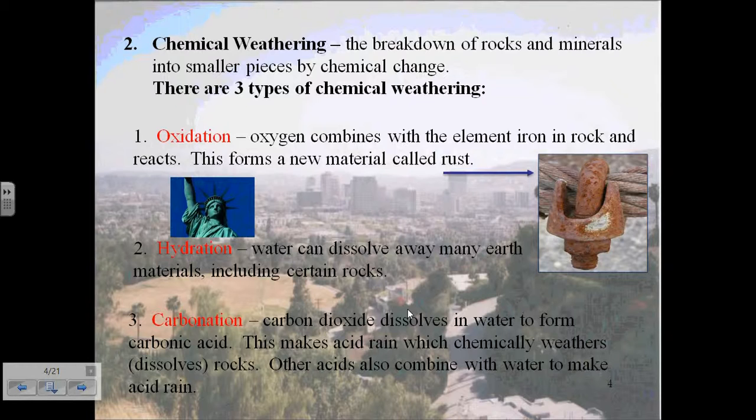Hydration, the second example, occurs when water dissolves the earth materials in certain rocks. This can happen in many cases to form worn down rock structures. And the last example is carbonation. This happens when carbon dioxide mixes with water to form carbonic acid. This can be seen in acid rain as well. And this chemically weathers rocks, breaking them down into a different form. Other acids are also combined with the water to make acid rain.